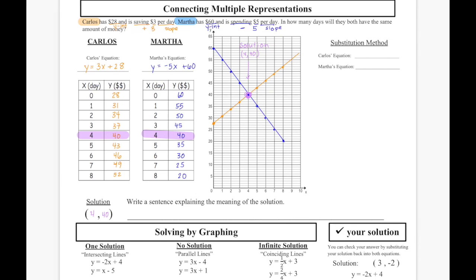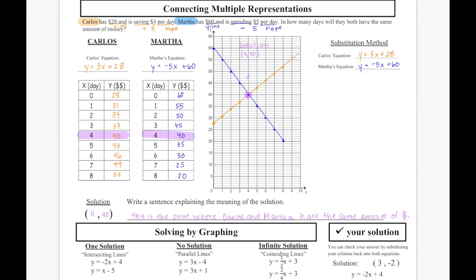So what this means in the context of our problem is that this is the point where Carlos and Martha both have the same amount of money. On day 4, Carlos and Martha will both have $40. So we just solved the problem by graphing, but now let's take a look at how to solve the problem using substitution. We're going to use the same two equations, but now we're going to look for variables that we can substitute for each other.